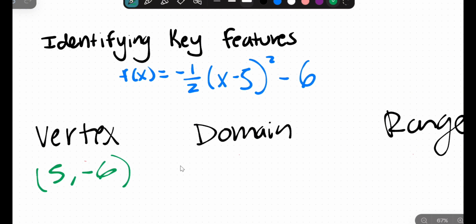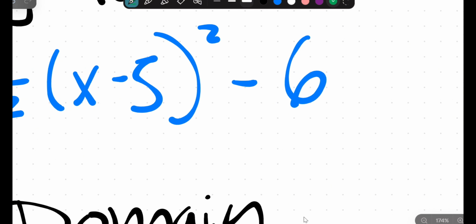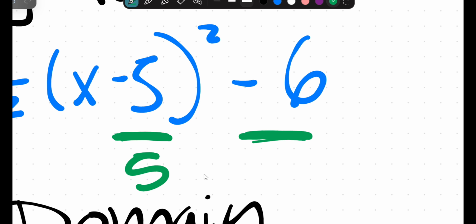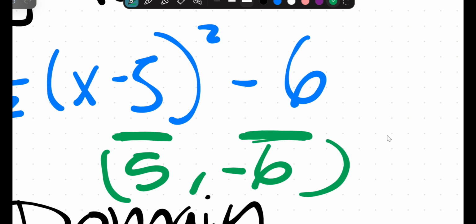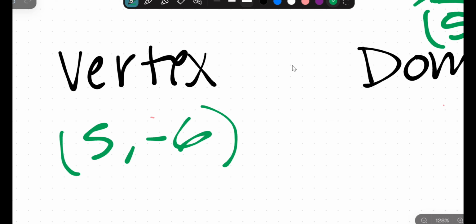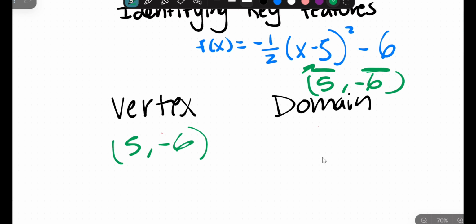Now, if you guys remember, our vertex is these two values, right? The only thing is that whatever number is in here, you see how it says negative 5, it's going to be the opposite. So it's just going to be 5, negative 6. This value on the outside stays exactly how it is. This number on the inside is the opposite. So our vertex is 5, negative 6.